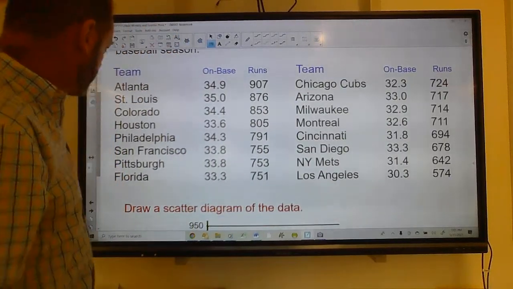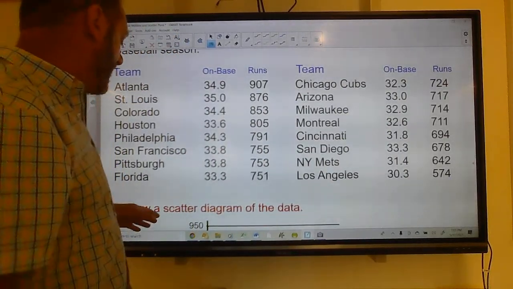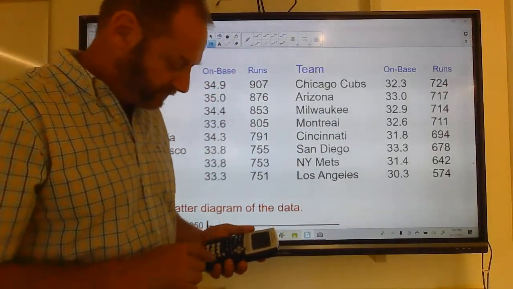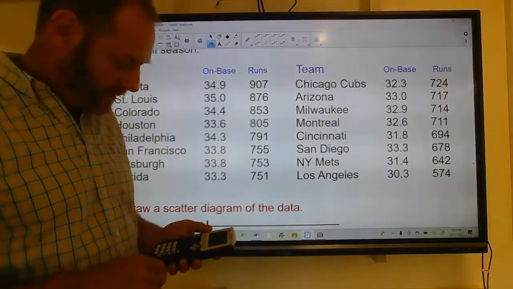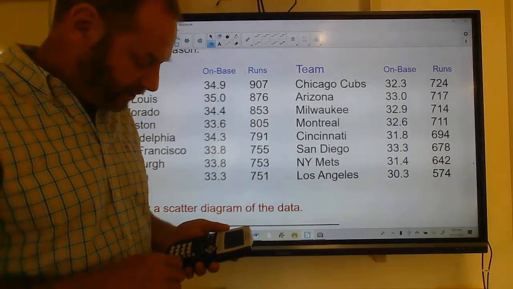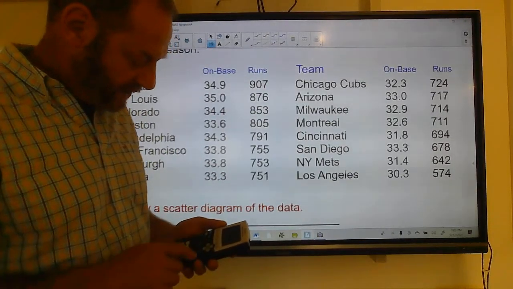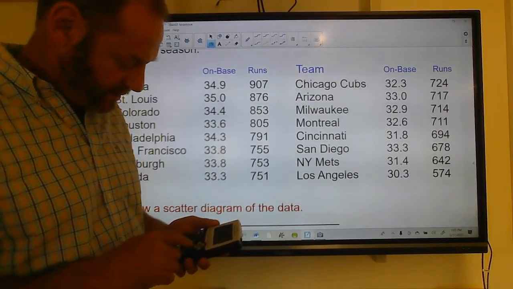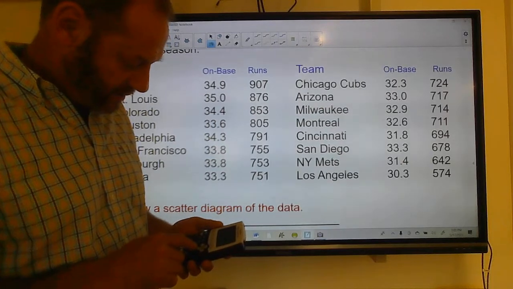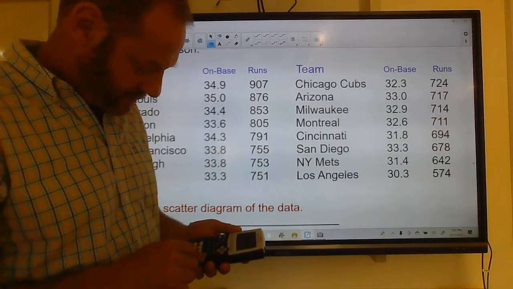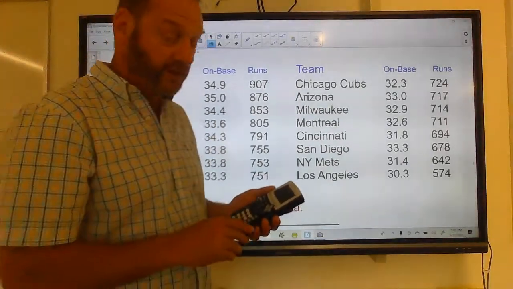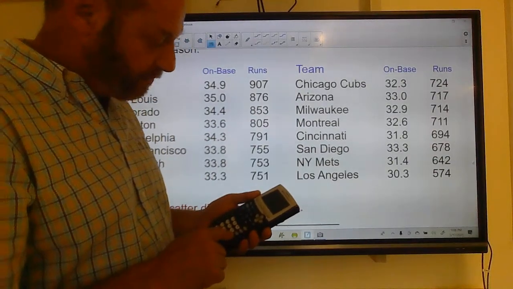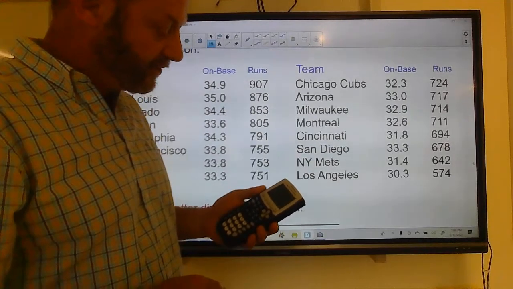Okay, so how can I draw a scatter diagram of this on my calculator? All right, here's what you're going to do. You're going to turn it on. Oh, the first thing you're going to want to do is clear the list. So you want to make sure there's nothing in there. So go second, and your plus key right above that says MEM. That's your memory.